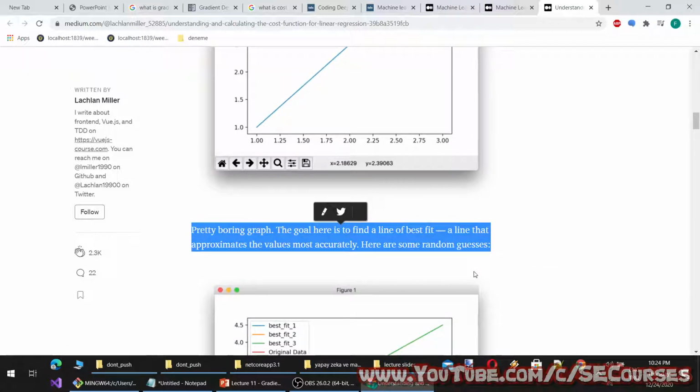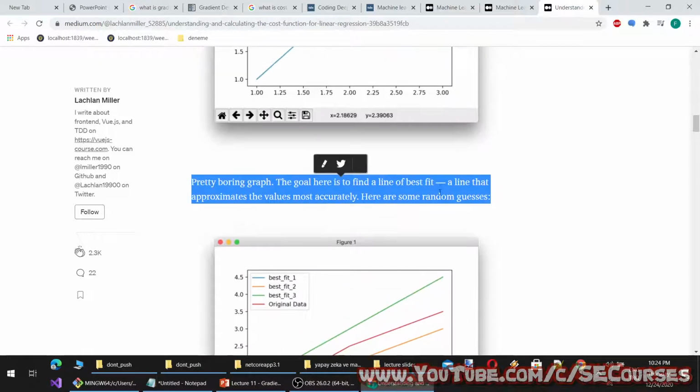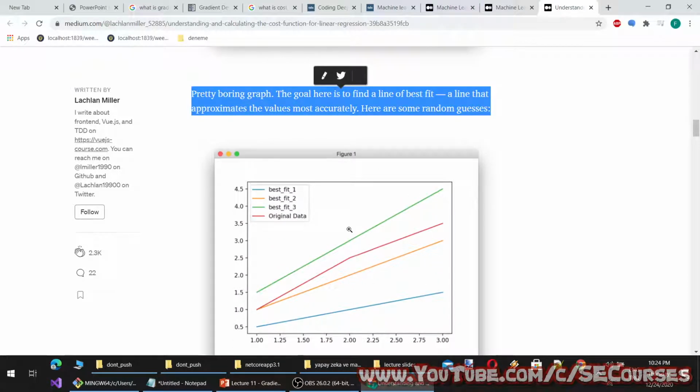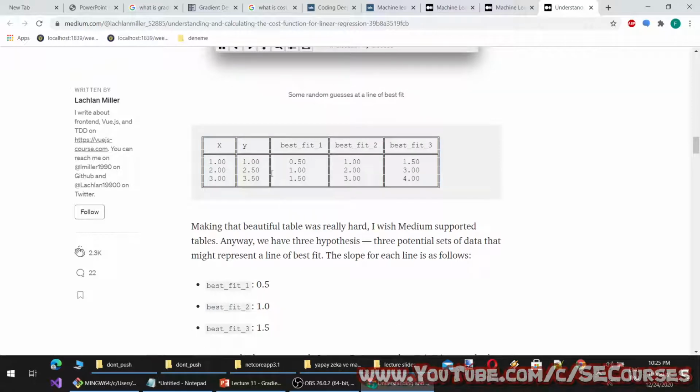Pretty boring graph. The goal here is to find a line of best fit, a line that approximates the values most accurately. Here are some random guesses. Okay, so here are random guesses. You see blue and best fit 2, best fit 3, and the original data. And they are like this. Best fit 1 is this one, best fit 2, best fit 3.